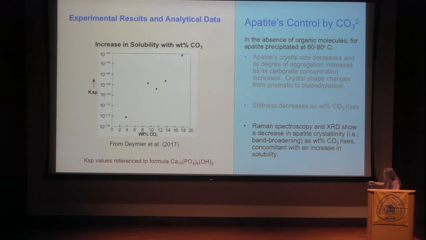And then lastly, looking at the solubility, the KSP increasing in this direction, weight% carbonate again increasing in this direction, and we see for this range up to almost 18 weight% carbonate, we see an increase of 12 orders of magnitude in the solubility of the apatite. And in addition, when we did X-ray diffraction and Raman spectroscopy on those samples, we found that as the carbonate increased, the degree of crystallinity of the material decreased.